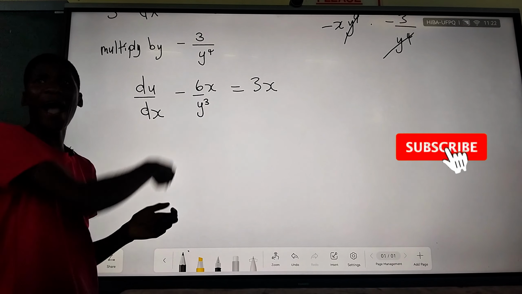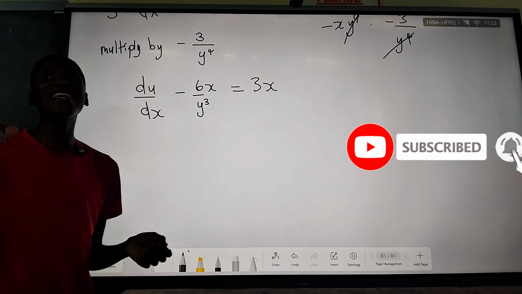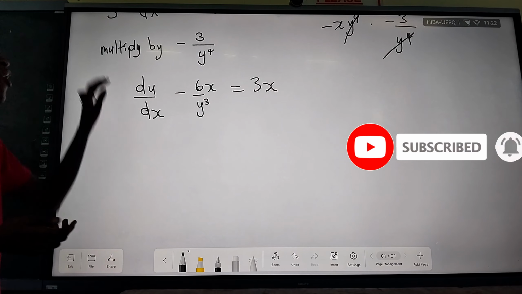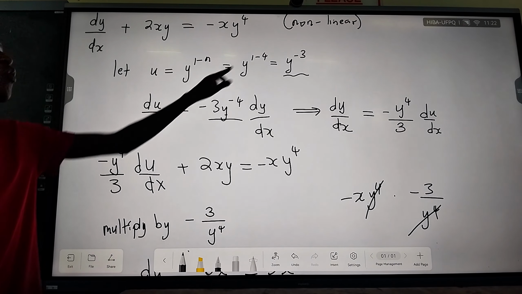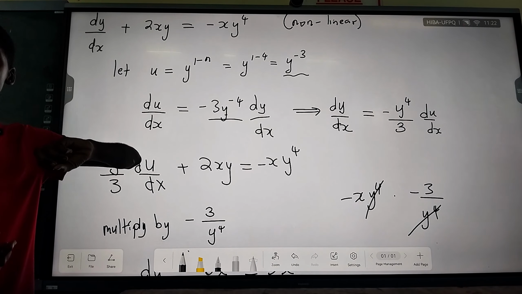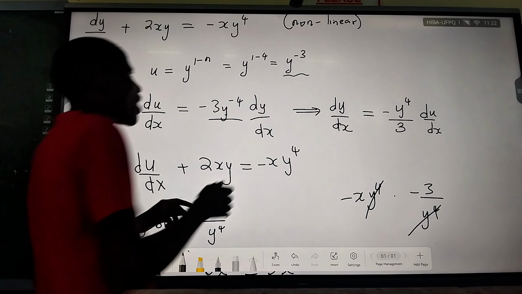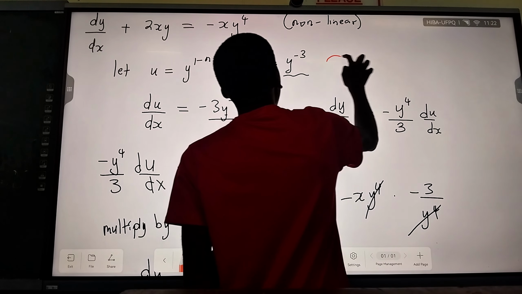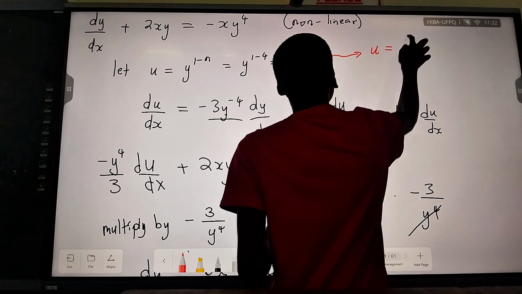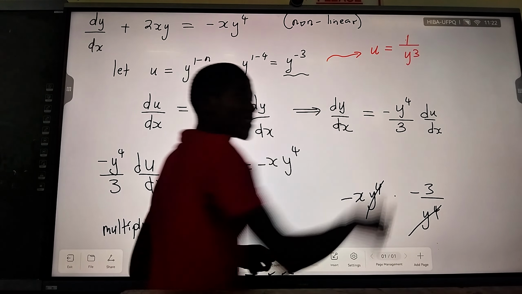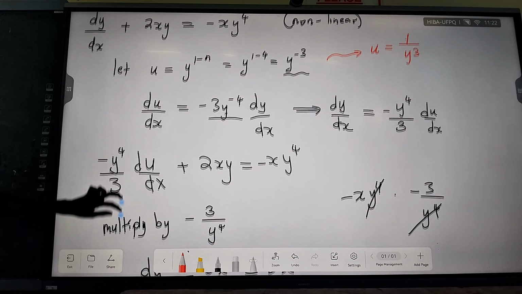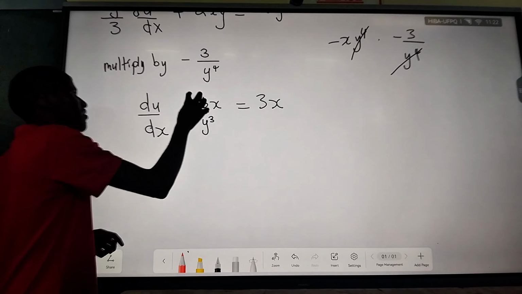But look now, here's the problem. We want to change our differential equation to be completely in terms of u, right? We want our differential equation in terms of u, but here we still have y. So you have to go back and think about the relationship between u and y. u is equal to y to the power of negative 3. In other words, u is the same thing as 1 over y cubed.